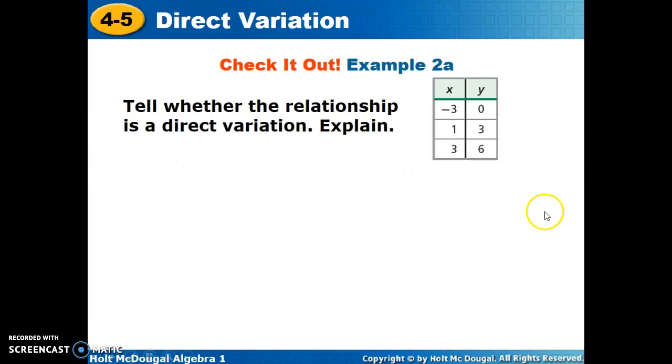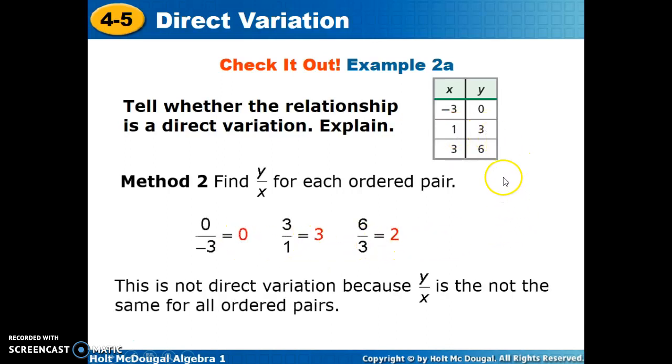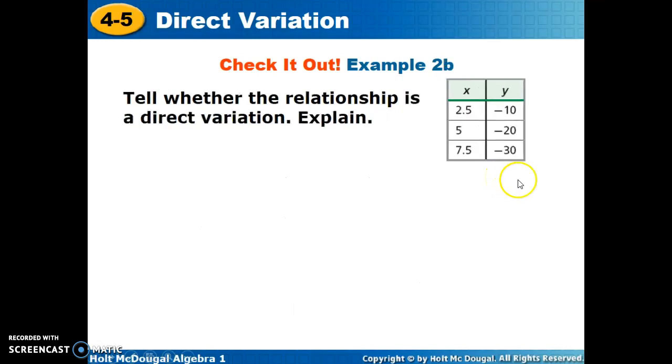Check it out 2a. Tell whether this relationship is direct variation. Recall that y over x has to be the same each time. And I see 0 over negative 3, 3 over 1, and 6 over 3, none of which are equal. Not direct variation, because y over x is not the same for all ordered pairs. Let's try check it out 2b.